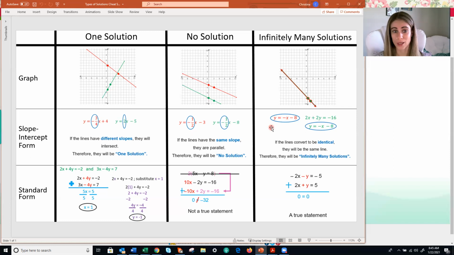Now in slope-intercept form, if they're the same line, that means they're identical. So the slopes are the same, the y-intercepts are the same, they match 100%. They are identical, they are the same line. If that's the case, it will be infinitely many solutions. Last but not least, if it's in standard form, so once you get to that challenge zone, once again, both of your variables will eliminate, but this time everything eliminates, even your number does. So you end up with a true statement of 0 equals 0. If that happens, that signifies infinitely many solutions.